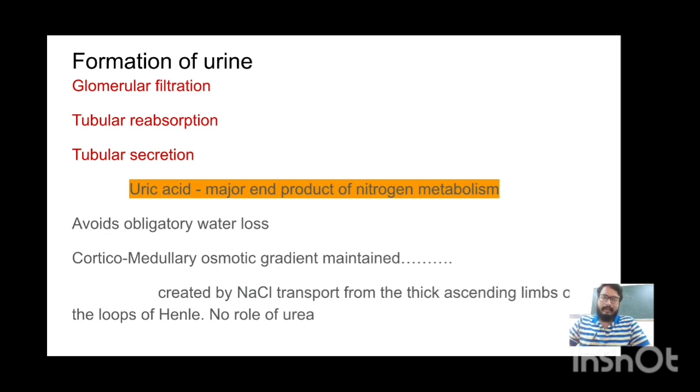However, you can see the countercurrent mechanism that exists, which maintains the corticomedullary osmotic gradient. The notable difference is that it is created by sodium chloride transport from the thick ascending limb, and there is no role of urea, as we have seen in the case of animals, where we studied urea recycling.